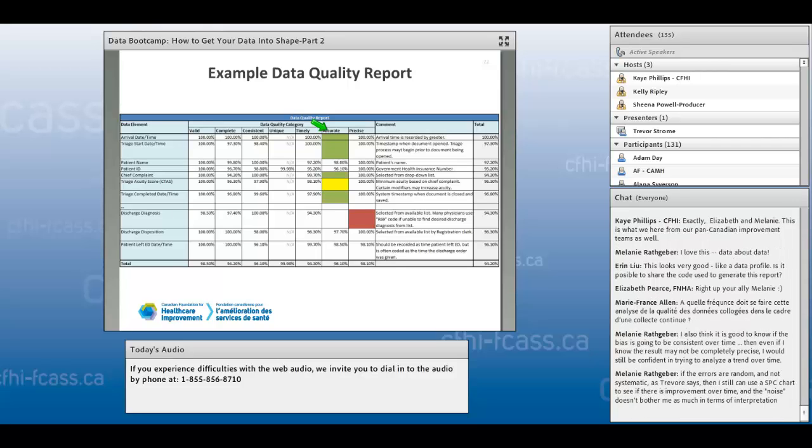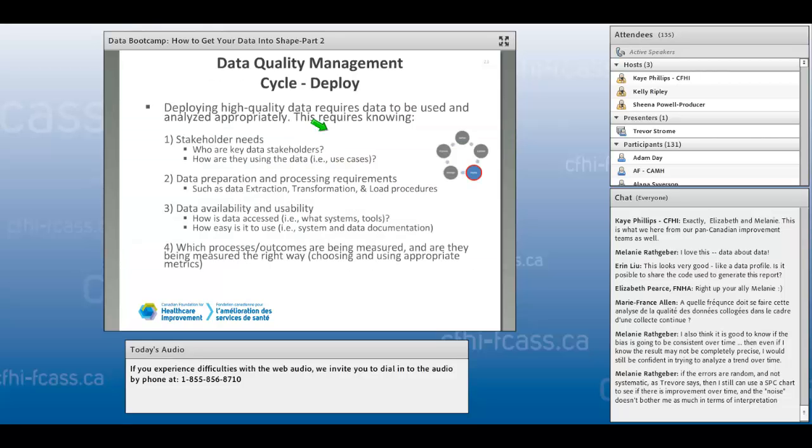Okay, I think I'm going to move on a little bit, just because I know that we're getting close to the end of the session today, but I did want to talk a little bit about the deployment phase. And we said we do not want to achieve, or we cannot achieve, perfect data quality. We need to work on continually improving healthcare and using the data that we have.